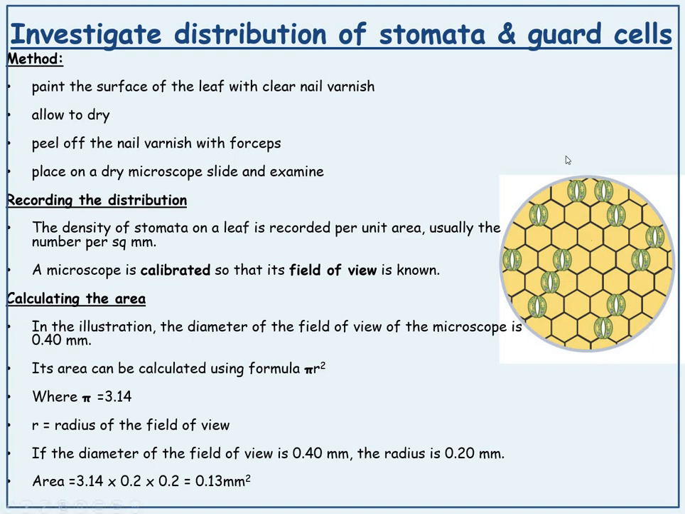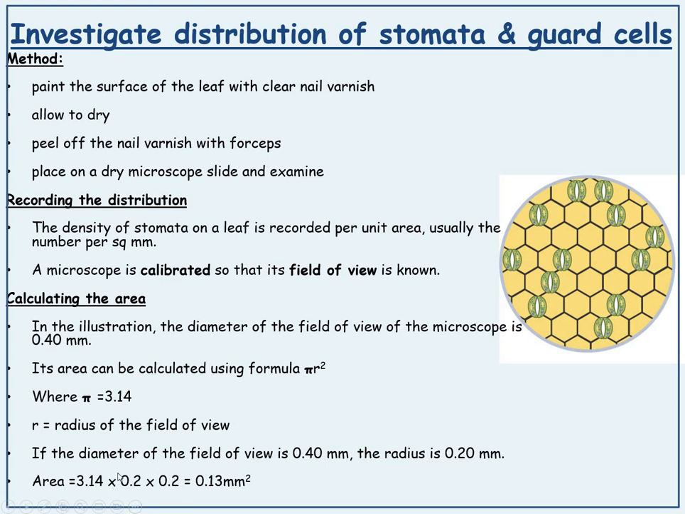So a thing that they quite like to do is give you the diameter or the radius of the field of view, and then you have to find out the area of that. So in the illustration, the diameter of the field of view of the microscope is 0.4 millimeters. Its area can be calculated using the formula pi r squared. So remember that the radius is half of the diameter. Where pi is 3.14, if the diameter of the field of view is 0.4, the radius is half of that, 0.2, and then you just put pi times 0.2 times 0.2 or 0.2 squared.